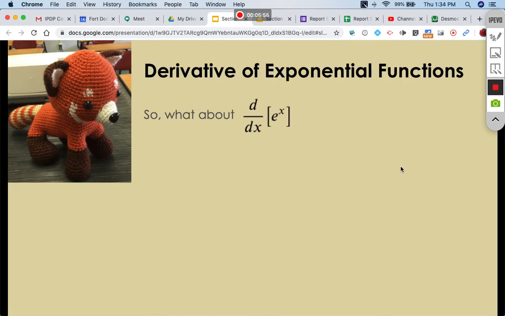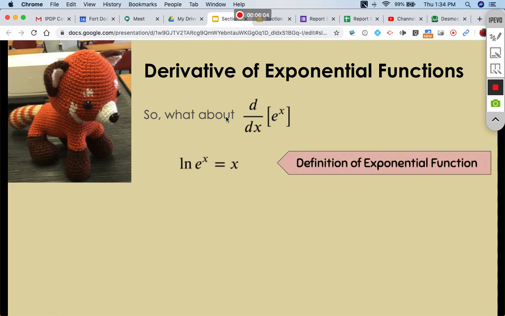So, what if we take the derivative of this? I don't know where to go with e to the x, so I'm going to start with this one. I know the natural log of e to the x equals x. That's a definition I can start with.